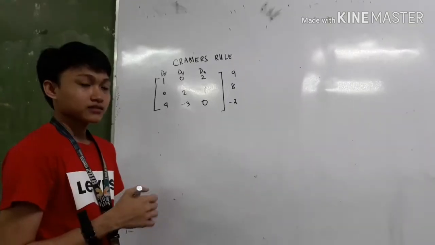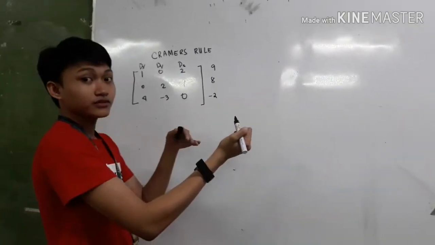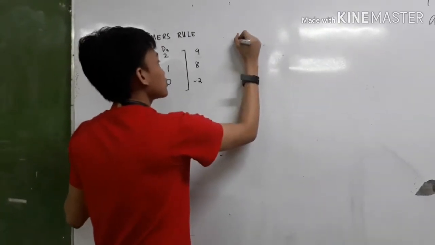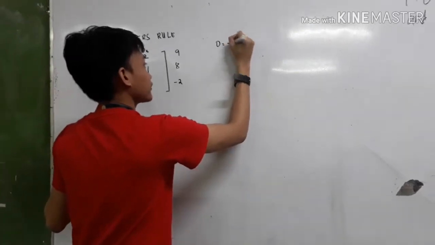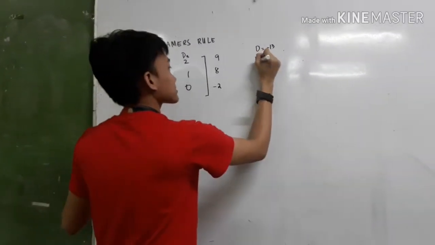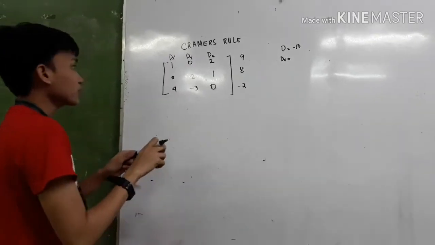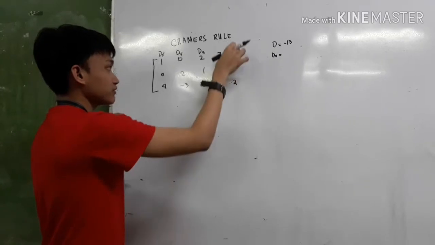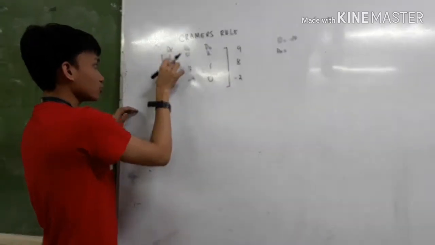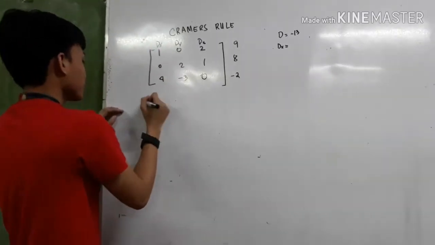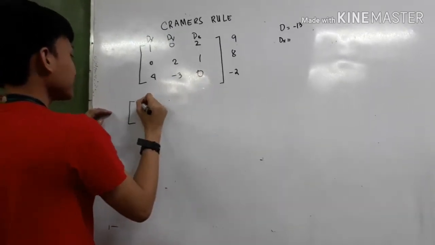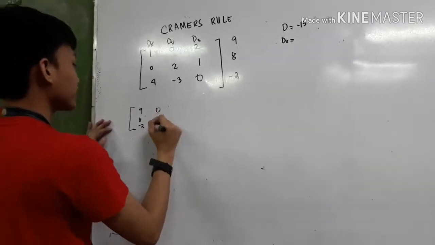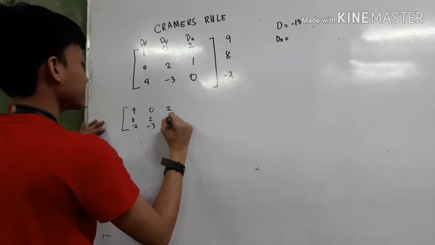D sub z. So I'm going to put the equivalent determinant that we found earlier. So our determinant is equal to negative 13. So let's find the D sub x. As I told you earlier, we have to transpose or substitute the values of the constants to this column for the D sub x. So the matrix will become 9, 8, negative 2, then 0, 2, negative 3, 2, 1, and 0.